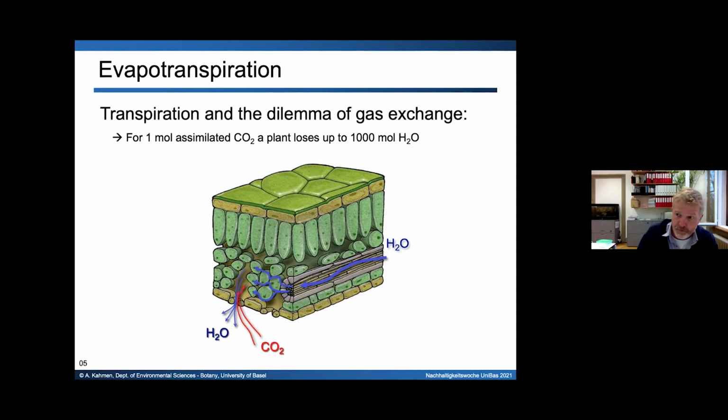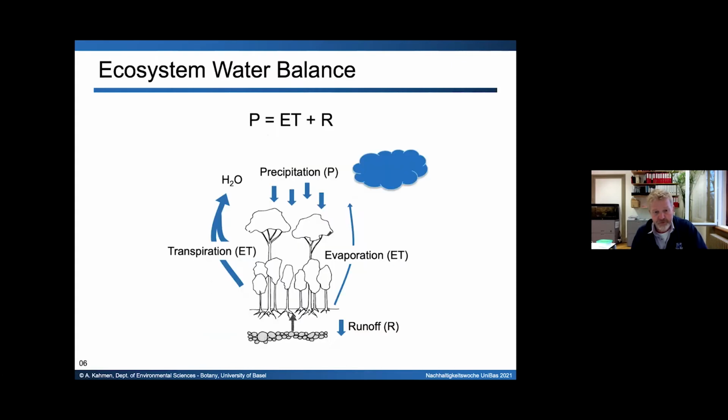So at a global scale, this loss of water through the leaves of plants, which we call transpiration, is a major water flux. If we look at the water cycle in a terrestrial ecosystem, there are essentially three processes that we need to take into account.